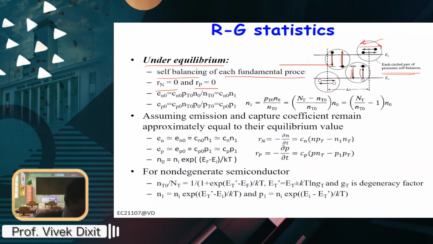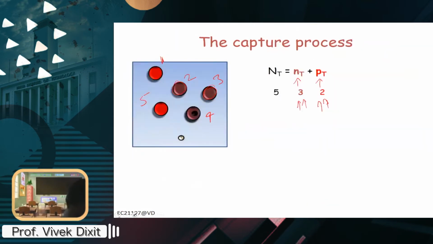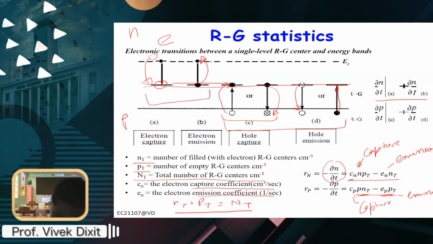If you write both of them to be zero, what will you get? You see this expression here. If Rn and Rp are zero, you can write Cn times n Pt is equal to En times nt. Now nt and Pt will be related, so basically you will get a relationship between Cn and En, which you can see here.